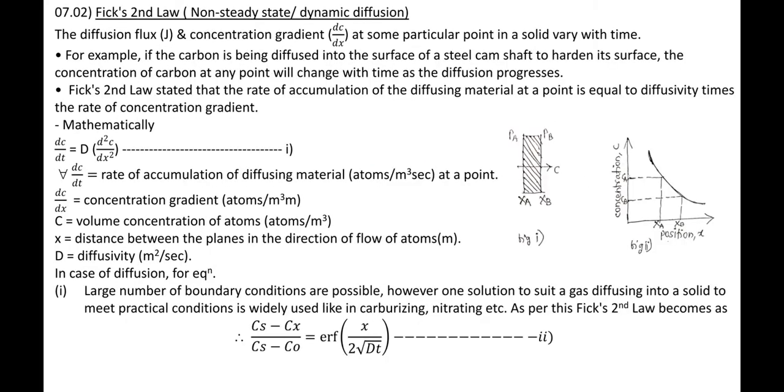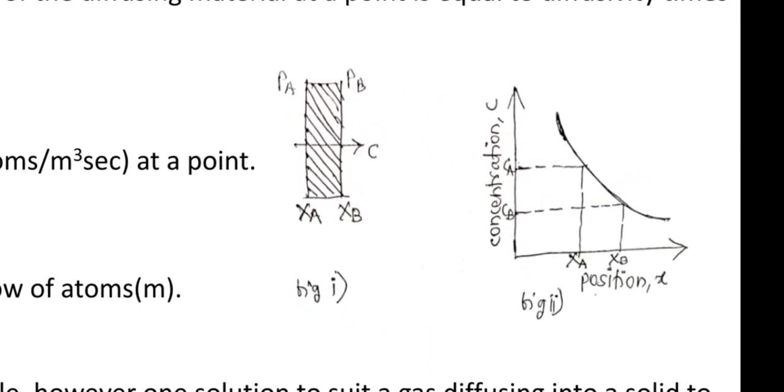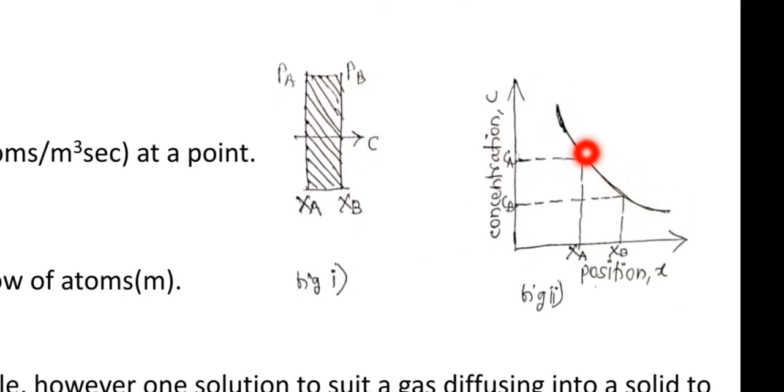See, it is a non-steady state and therefore the graph is a curved line. It is not a straight line. Along the y-axis we consider concentration C and along the x-axis we consider x.